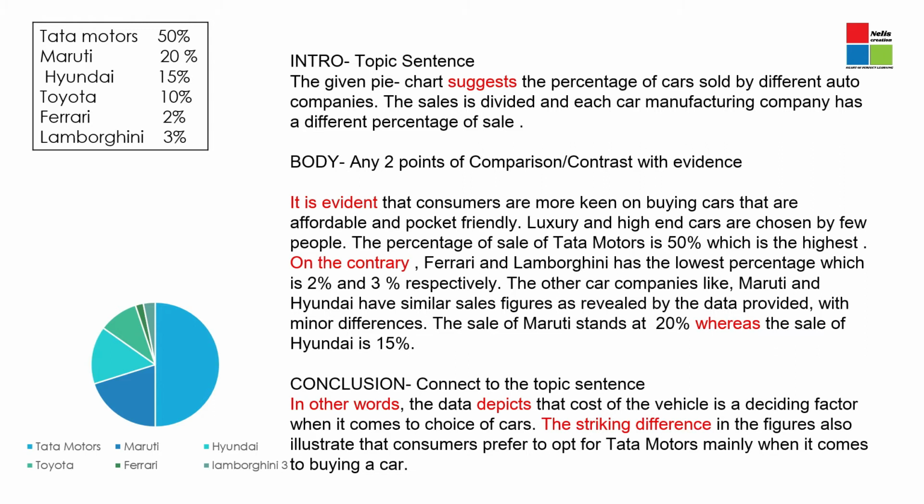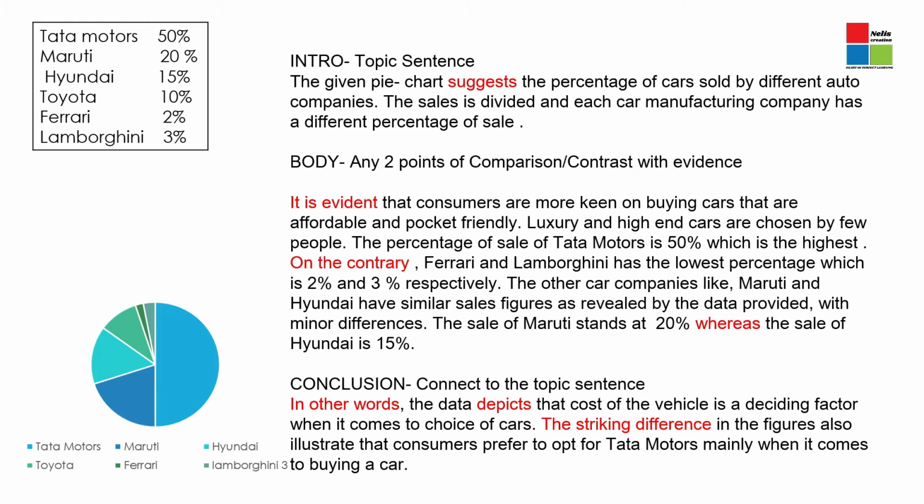The sales is divided and each car manufacturing company has a different percentage of sale, which means that all the car companies which are listed over here have different sales figures. Okay, so this is all about the topic sentence. There is nothing more that you have to write, and of course it is really easy if you follow this pattern. After this, we come to the body.